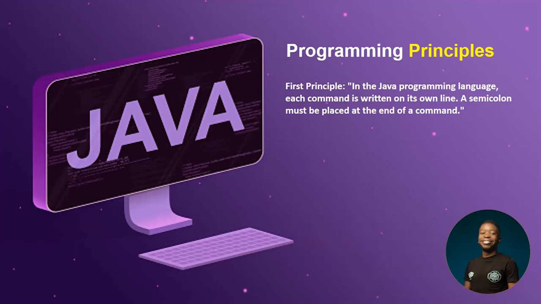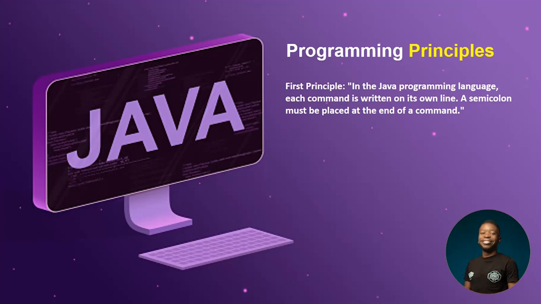So a semicolon must be placed at the end of a command. Does this make sense? Like the command that you just wrote, System.out.println, then open and close bracket, then whatever stuff was inside, is a command. So the programming principle says that after you've written a command, you must follow it up with a semicolon. Is that making sense? The semicolon is not just there. There's a reason why it's there.